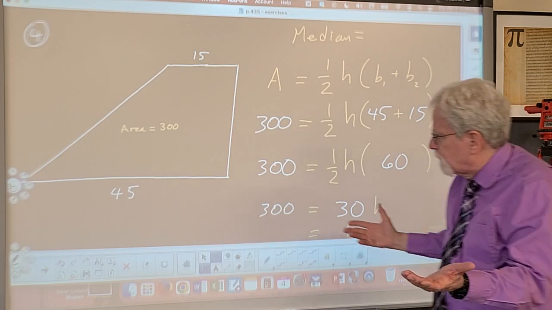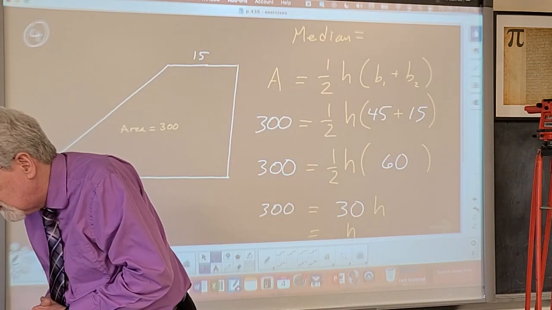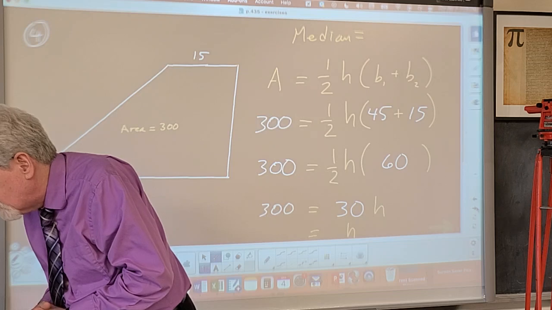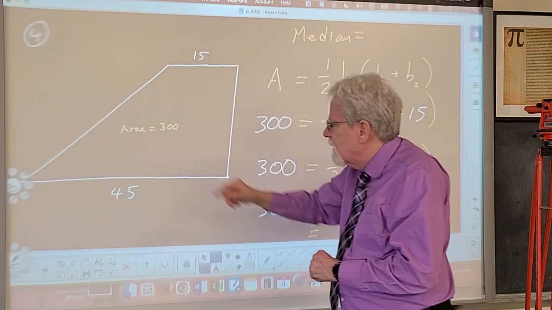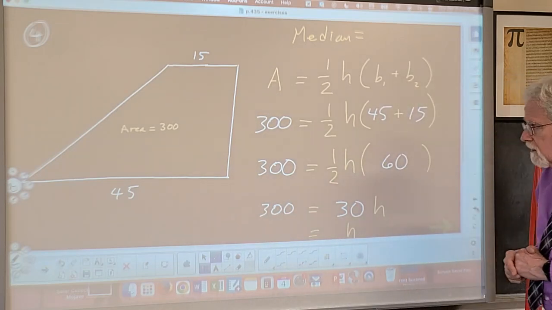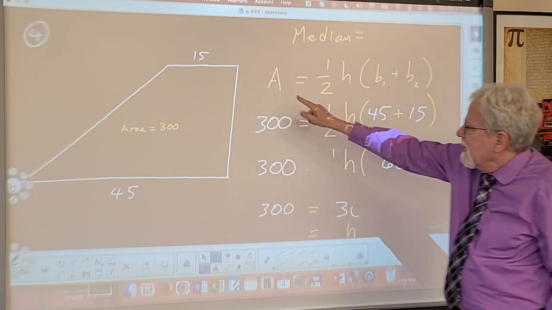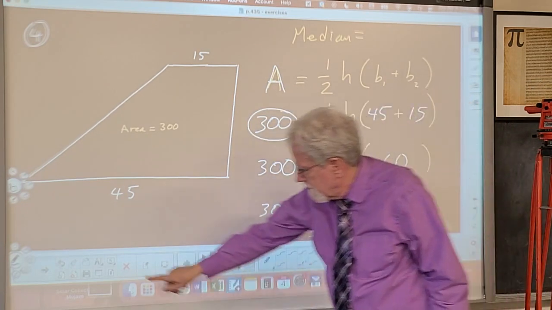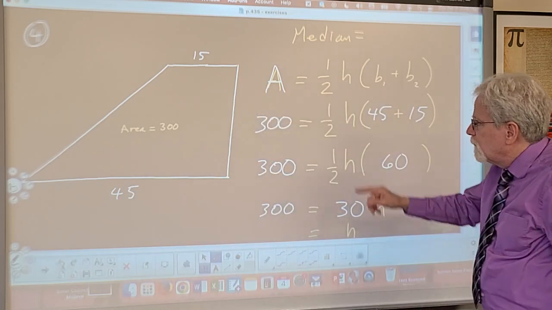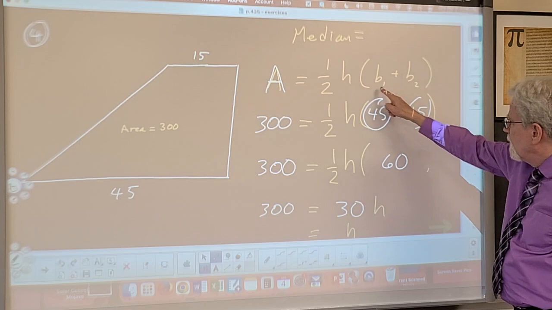Number 4. We once again have a trapezoid, we're told. But this time, did we finish? We did the area, we did the median. Yeah, we finished. Okay, number 4. This time they give you the area. Now that's different. Here's our formula. They gave you the area, so fill it in right there. They also gave you the two bases. Fill them in there and there for B1 and B2.